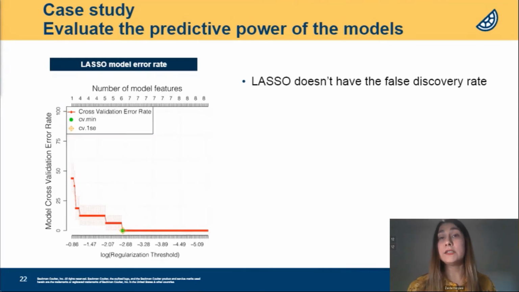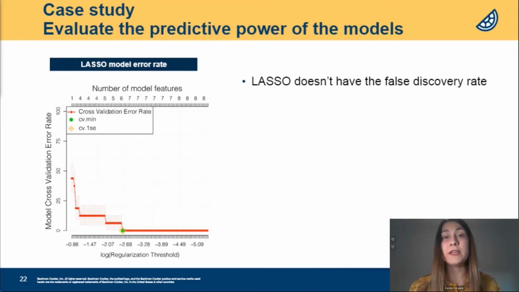And Lasso does not use the false discovery rate, and that's the reason why we don't have the blue line. We only have the cross-validation error rate. And as it happened for PAM, there are some models that contain a cross-validation error rate of around 50%, but then it decreases and it goes to 0, which is very good.